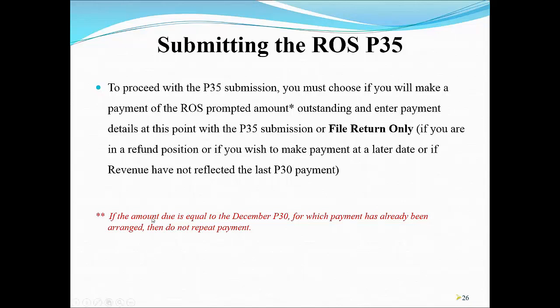It's also worth pointing out again that if the amount due is equal to the December P30, so if you have a balance outstanding, and that's equal to your December P30, and you have arranged payment of that, then do not repeat the payment. There can be timing issues, where you have arranged payment but it just hasn't been updated yet on the Revenue side. So just bear that in mind. If you think, well, I'm going to have actually paid that already or it's pending, do not repeat payment, otherwise you'll be overpaying there.